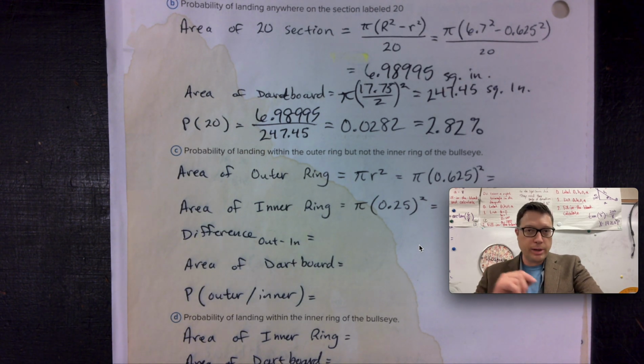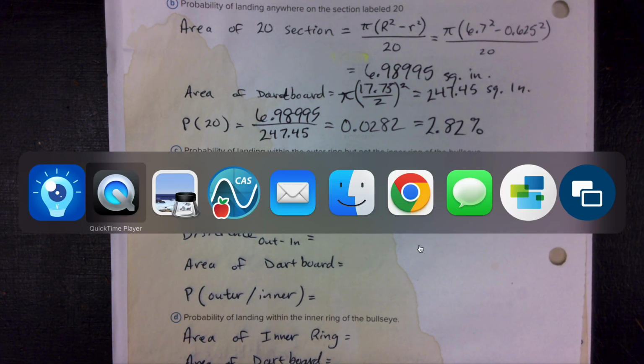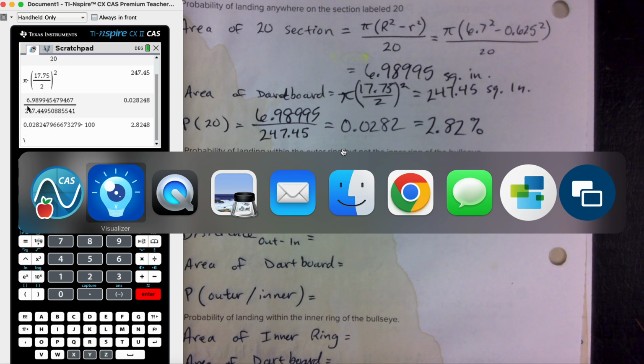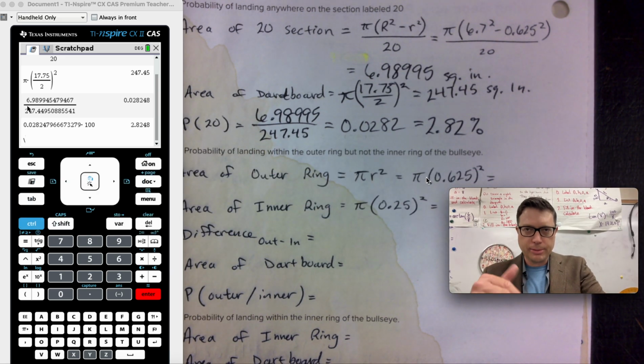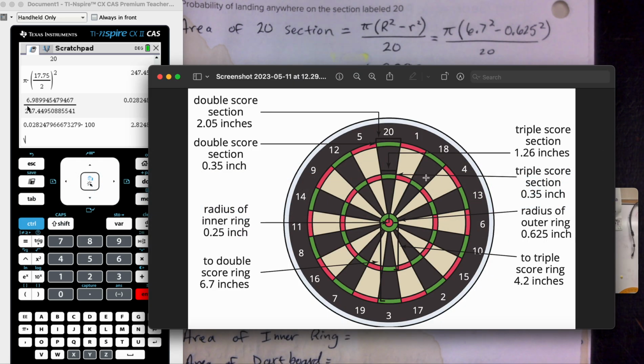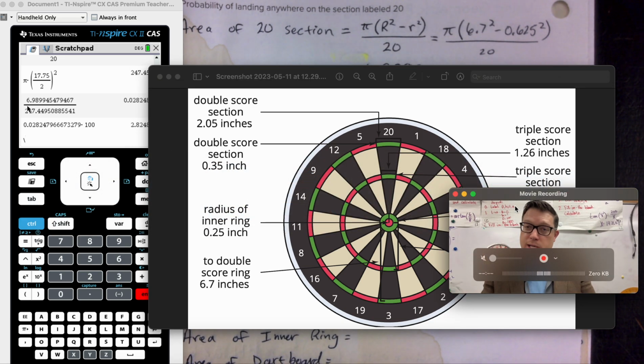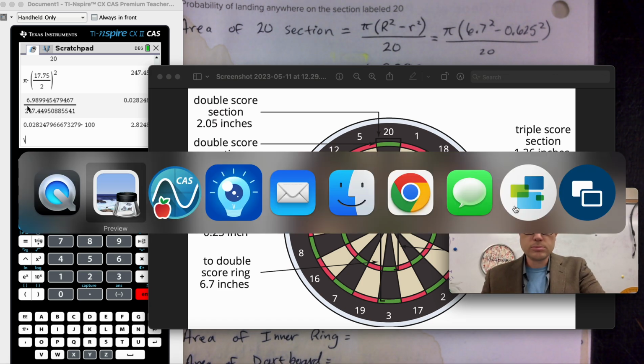So I have the calculator. Bring it up. Here we go. And just to confirm it, by the way, so bringing up the picture as well, it is 0.625 for the outer ring. That is this green. I drew the circle too big. And then the inner ring is just the bullseye, right? That's this language right here, radius of the inner ring from the previous page, radius of the outer ring. So our calculation is going to be the area of the green subtracted by the area of the red.